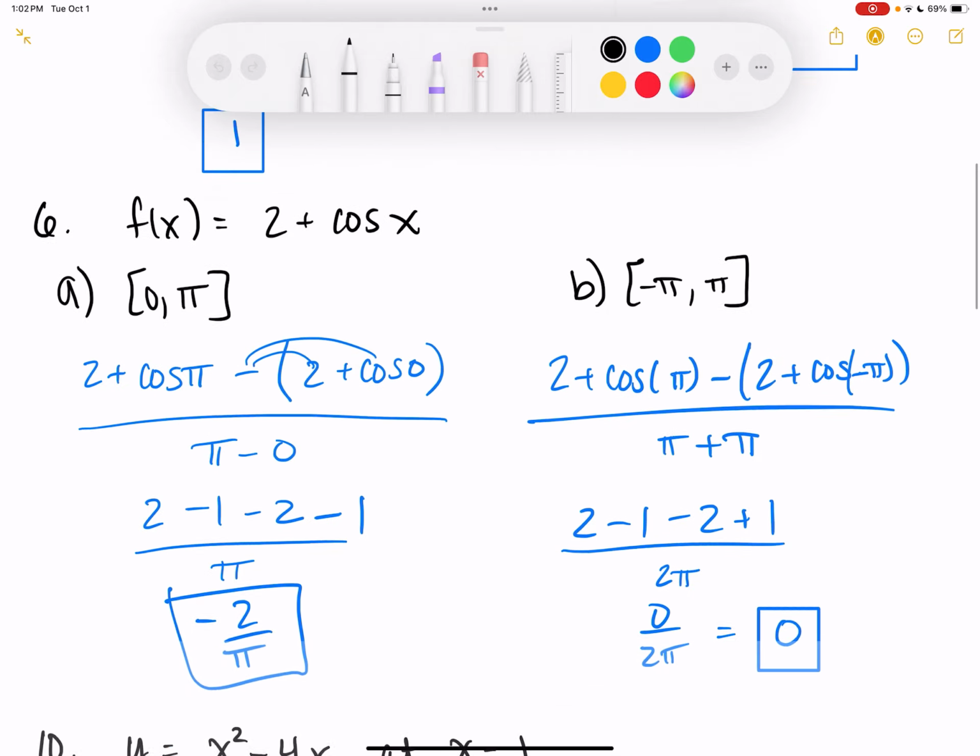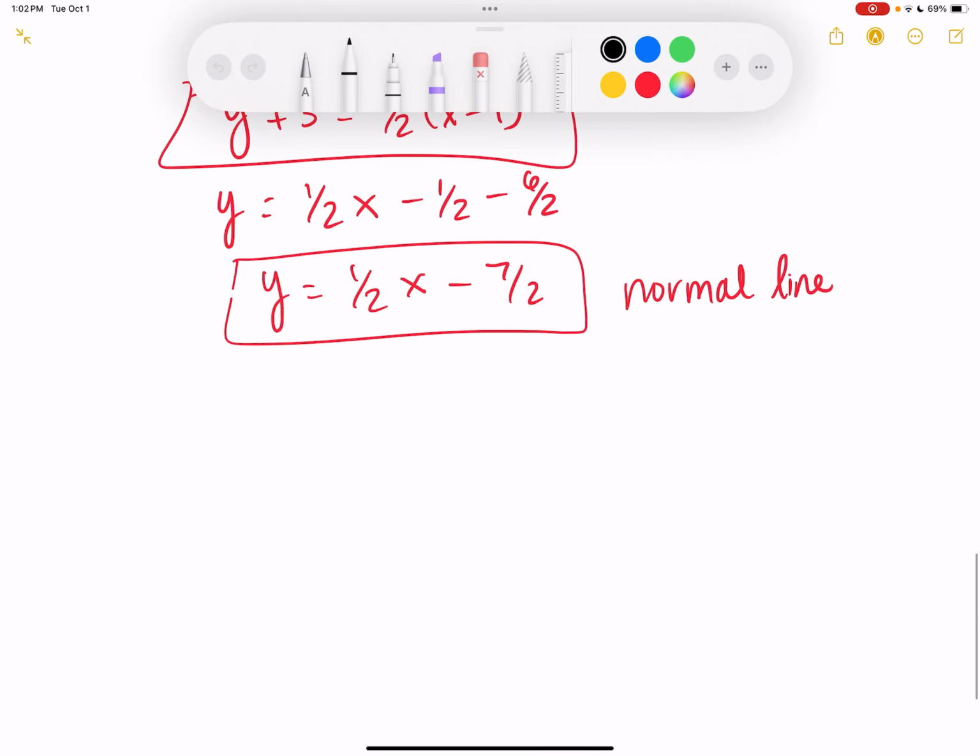Okay, number 12. Y equals x squared minus 3x minus 1 at x equals 0.